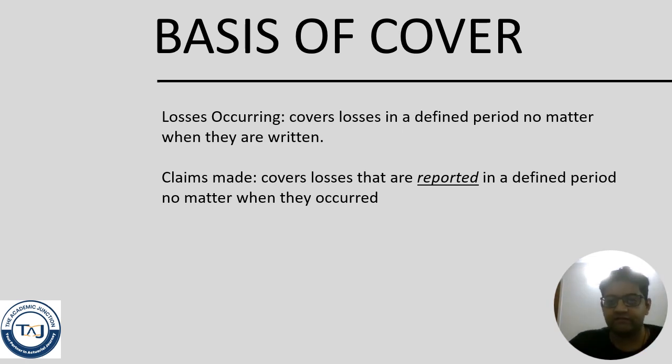Claims made policies are policies where the losses that are reported in a defined period are covered no matter when they have occurred. So if I underwrite a claims made policy from 1st January 2024 to 31st December 2024, I will be covering all claims that are reported in that year regardless of when they occurred in the past. If a claim occurred even in 1980 and I've written a policy in 2024, I have to cover. It will trigger.